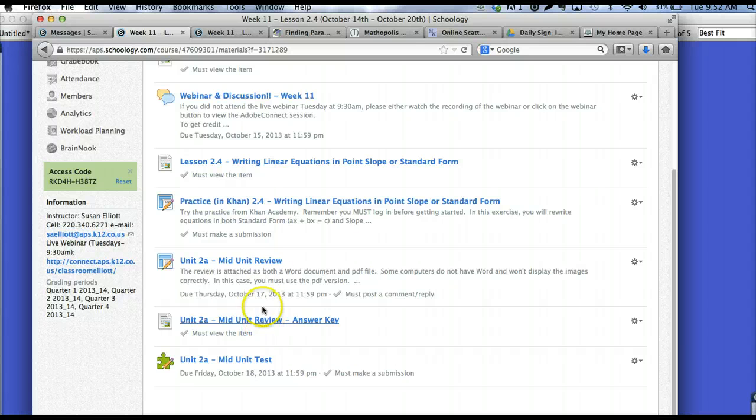So what I want you guys to do is open up the review, not right now, of course. You're going to do it on your own, and then you're going to submit it, and then you're going to open up the answer key and check to see how you did. That way you can ask questions, and then you're going to take the mid-unit test. So I just want to remind you guys that when you take these summative type assessments, you have to open them and take them all at once.